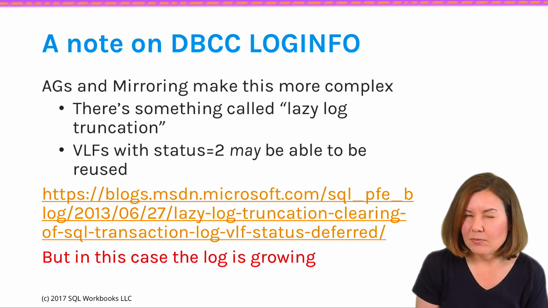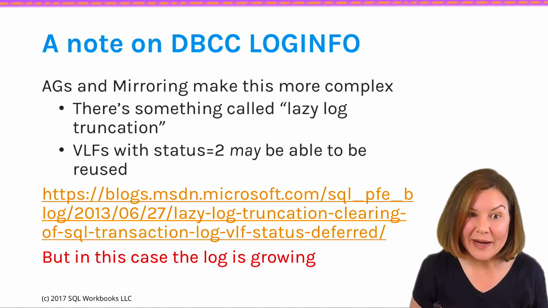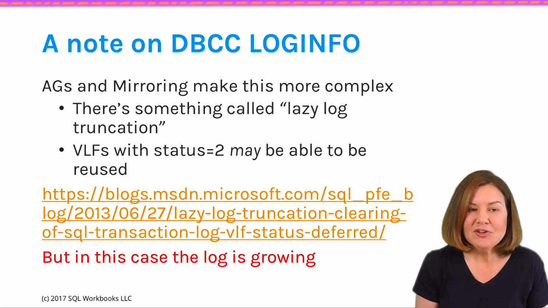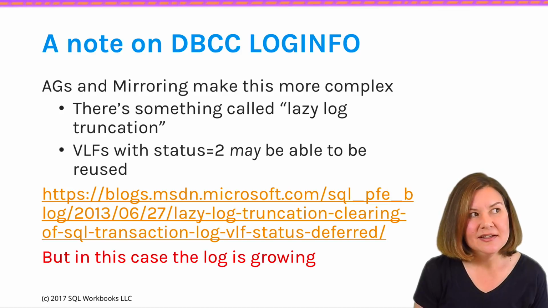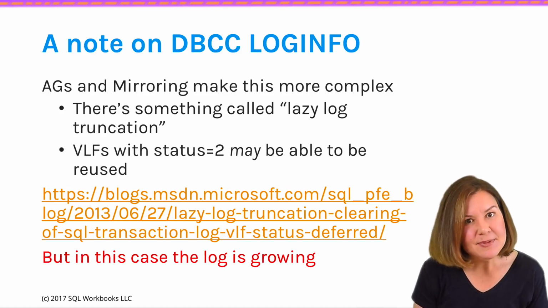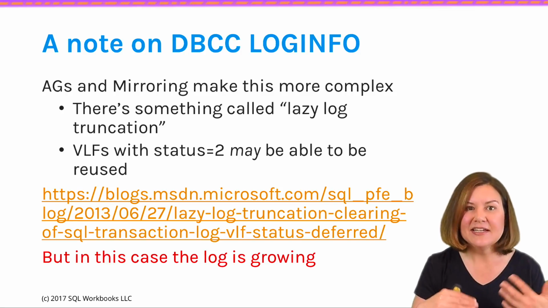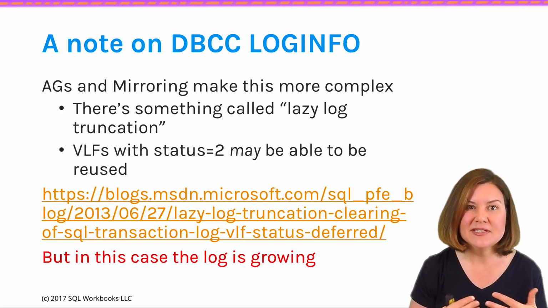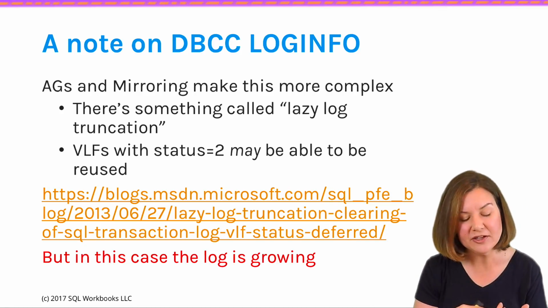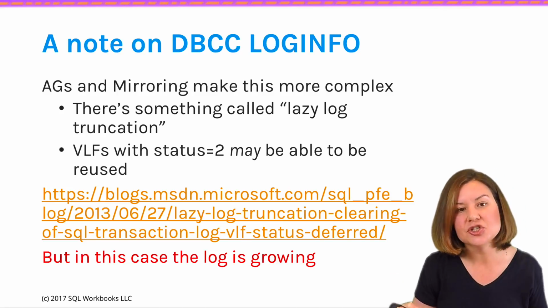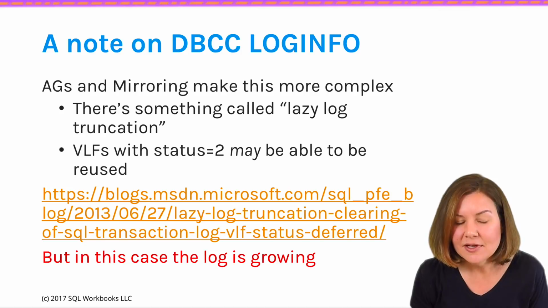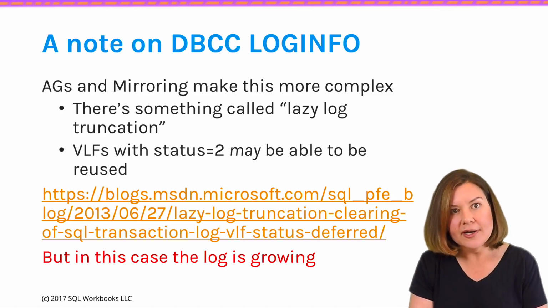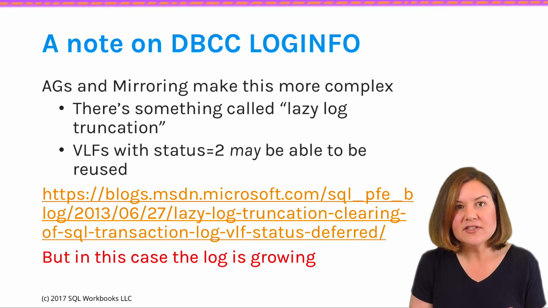They explain more about what this means, but essentially the takeaway is if your database is in an availability group or database mirroring, having a status of 2 on your VLFs, actually those VLFs may be able to be reused because it's being lazy about actually reusing them. In other words, I wouldn't rely too much on DBCC LOGINFO to troubleshoot log growth when you've got mirroring or an availability group because it may just show you 2 no matter what. But in this case, we do know that the log is growing. So the fact that the log is growing confirms to us that the VLFs have a status of 2, right?